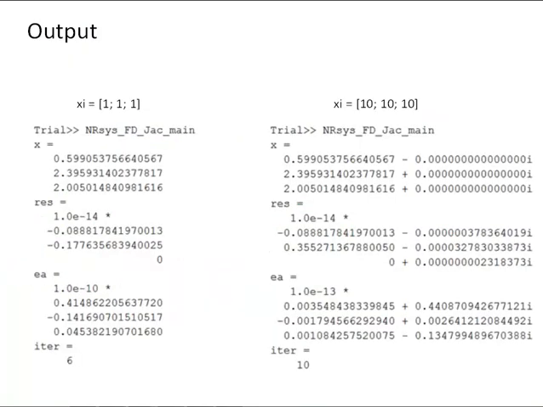So I've actually included 2 outputs here. The first is for our initial guesses of 1, 1, and 1, and we see that Newton-Raphson solves the system. It's about 0.6, 2.4, and 2. Very small residuals again. Approximate relative error on the order of 10 to the minus 10, also very good. And quick convergence. 6 iterations.